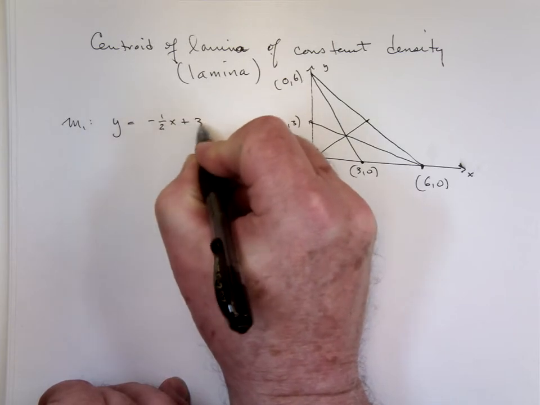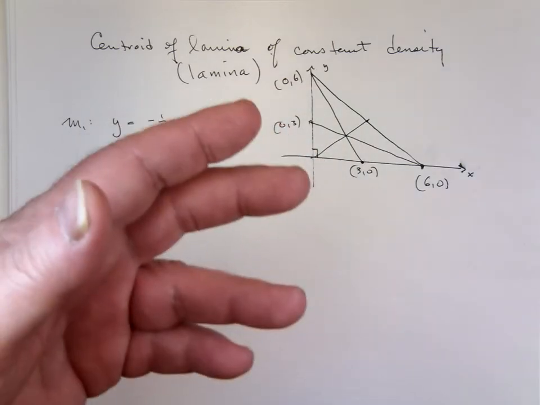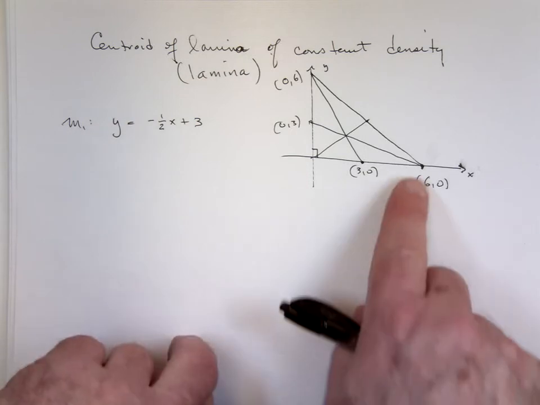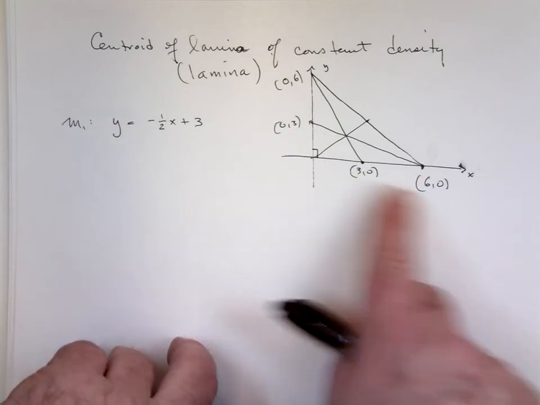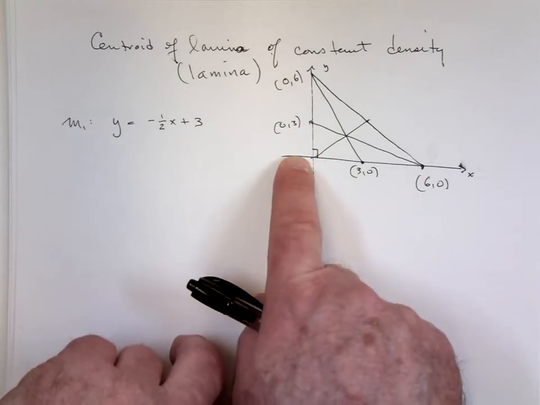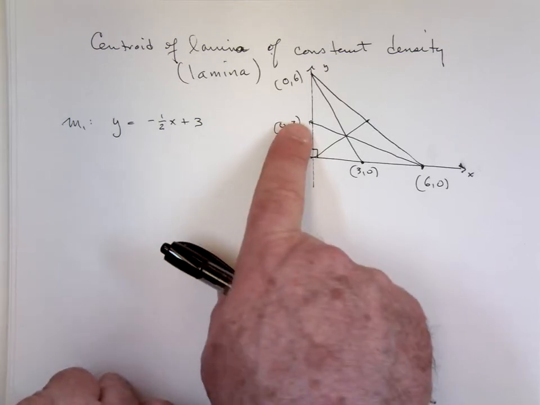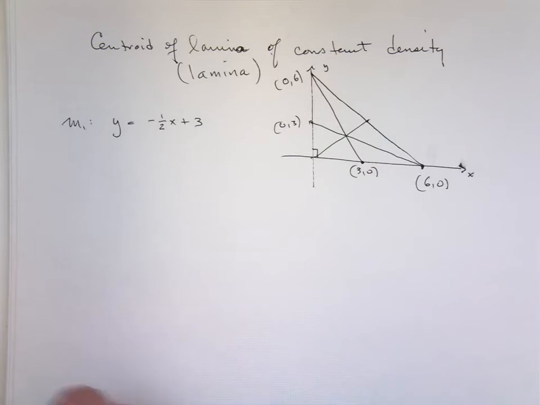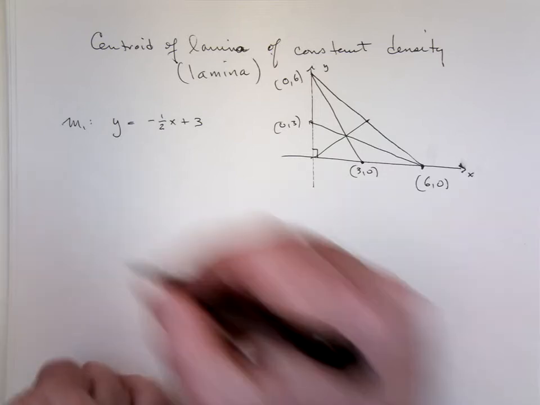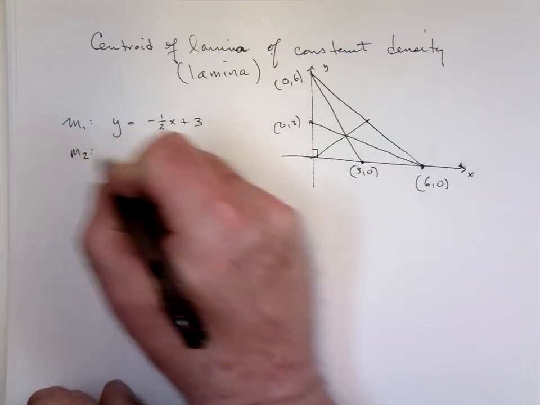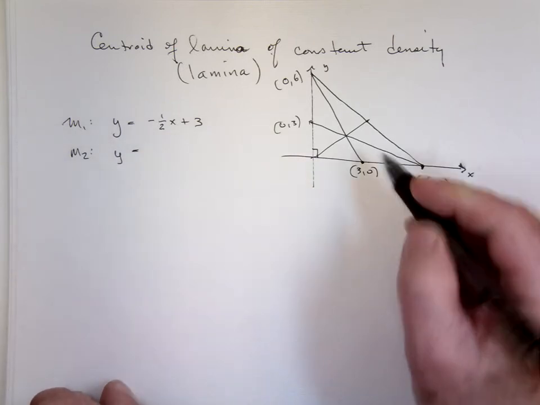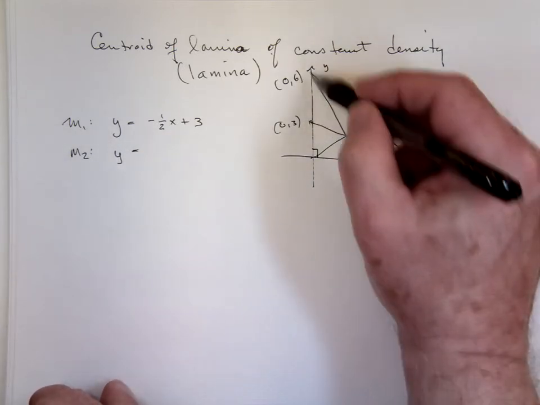Equation of a line: slope, change in y over change in x. Change in y, 0 minus 3, change in x, 6 minus 0. You get negative 3 over 6, negative 1 half, and the intercept is 3. That's the equation of that median. Second median. Okay, we just did this one. What's the second median? What's the equation of this one?